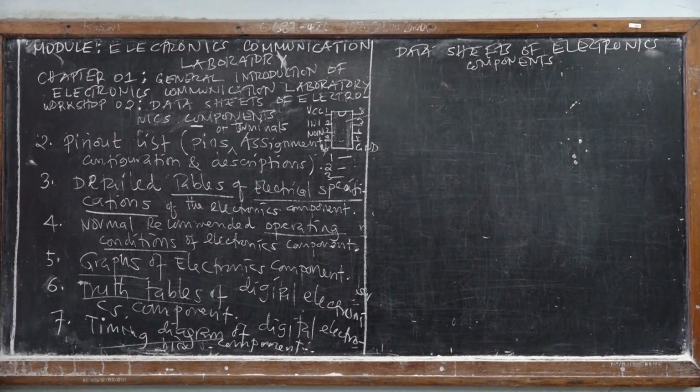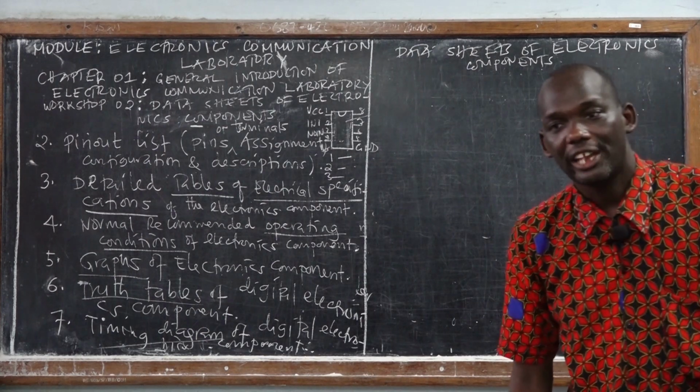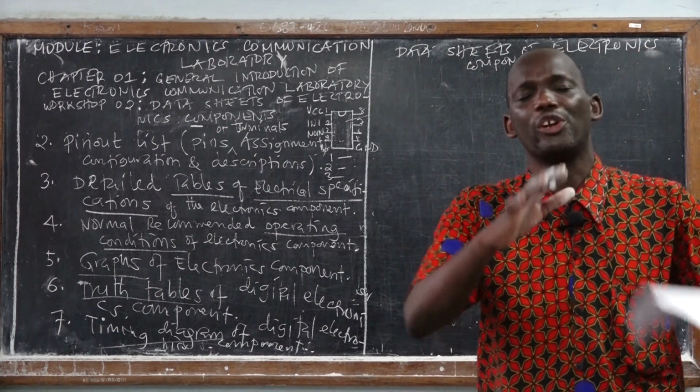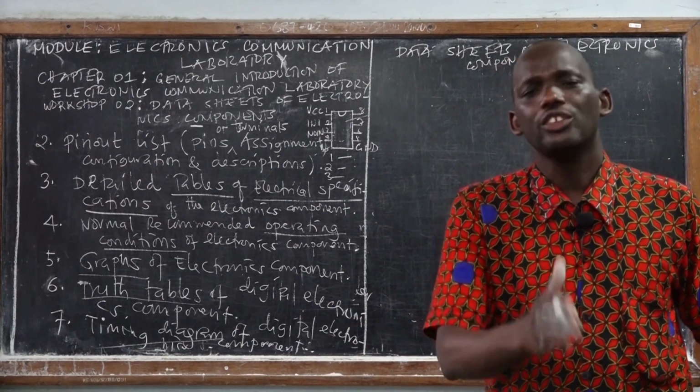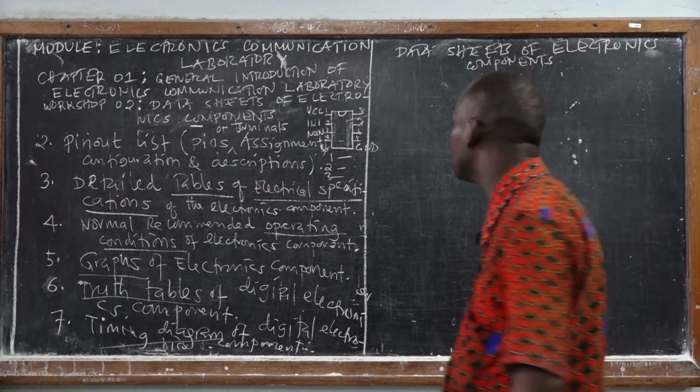Are we together? So the first part is just short. I will spend almost 10 minutes to wind up. So let me explain the first part. Then in the next workshop 3, I will teach you the second part up to the 7th part. After that, you will find a number of data sheets. Try to read them. You will understand more than what you have been thinking.